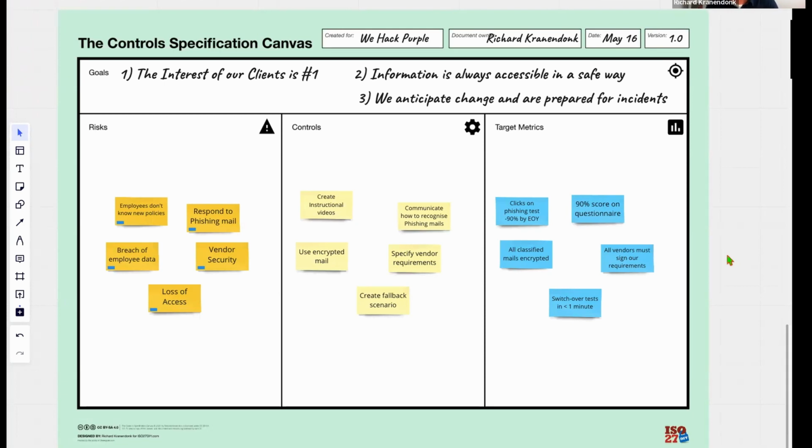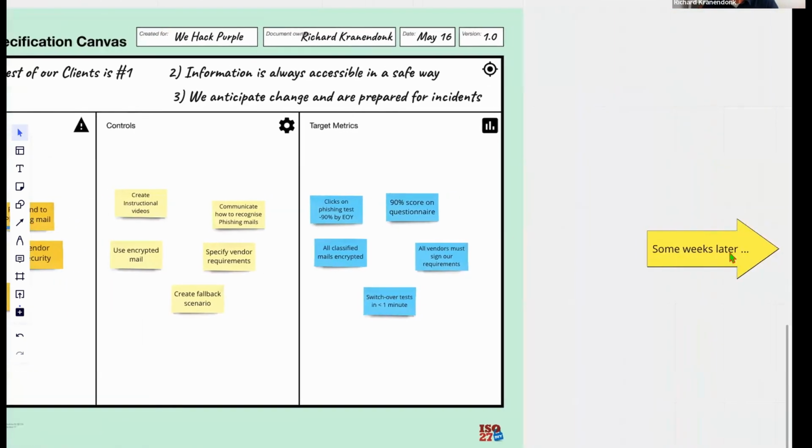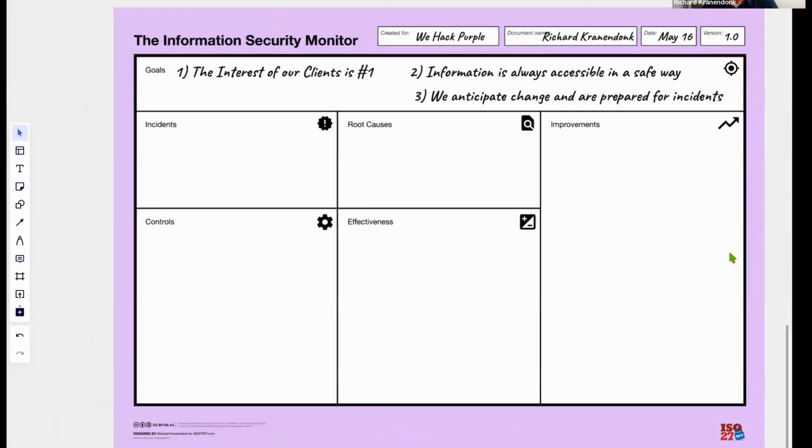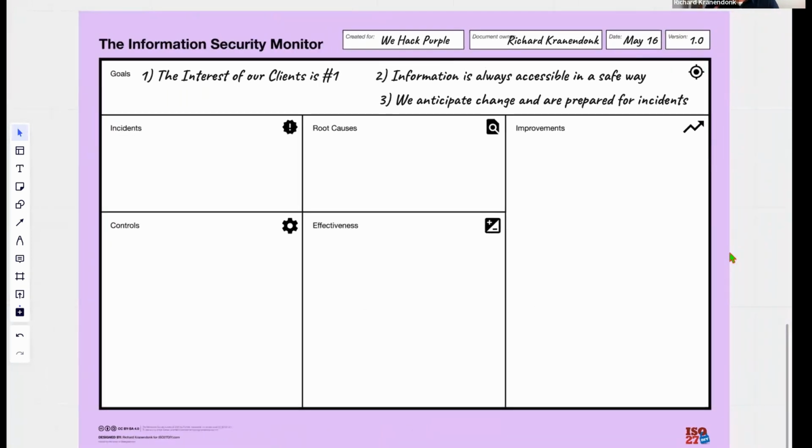And now these controls need to be implemented. So that's not part of the method themselves. There are other ways to manage implementation. But because this is a cycle, we want to see if stuff is working like we hope to. After a certain period, typically 3 months to half a year, I come back to the same team, and I bring along this one, and that is a sheet which we use to discuss what has happened in the last months since I talked to them.